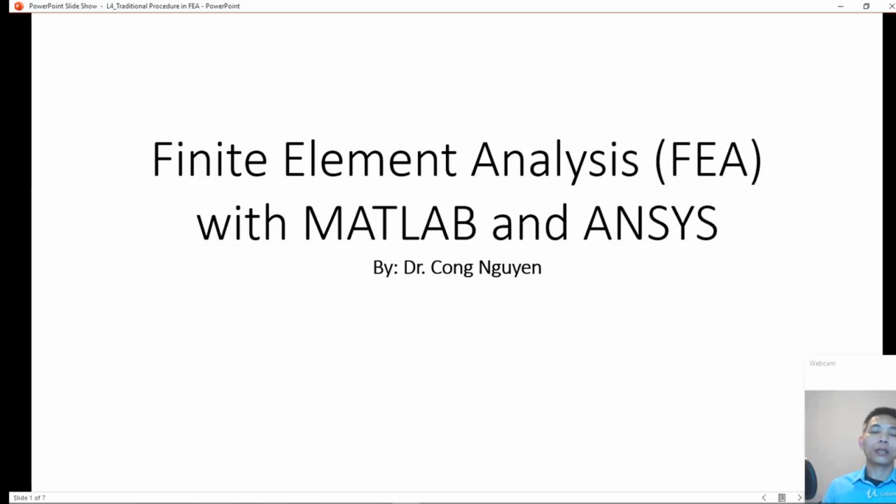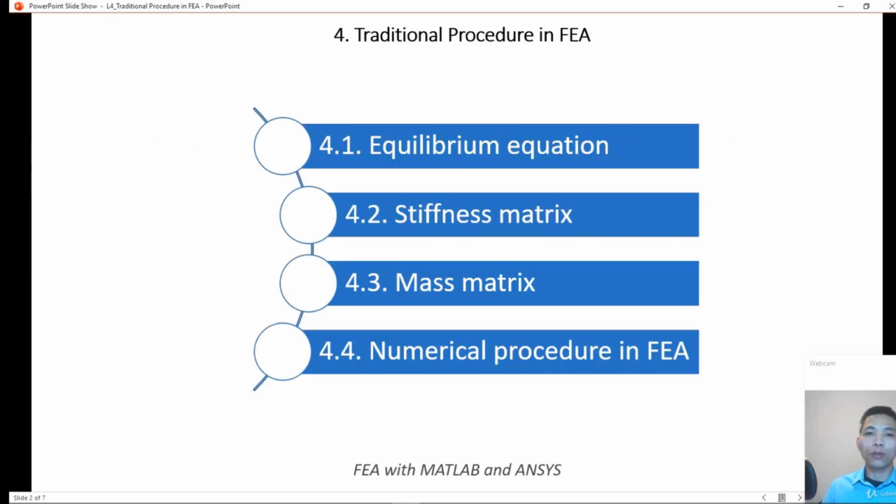Okay, so welcome back to the course Finite Element Analysis with MATLAB and ANSYS. Today we will cover the lecture about the traditional procedure in finite element analysis. The main contents of today's lecture include what the equilibrium equation is, or in other words, what some people call the equation of motion. After that, we will briefly see the general formulation of the stiffness matrix that we use in finite element analysis, what the mass matrix is, and finally the numerical procedures we often use in finite element analysis.